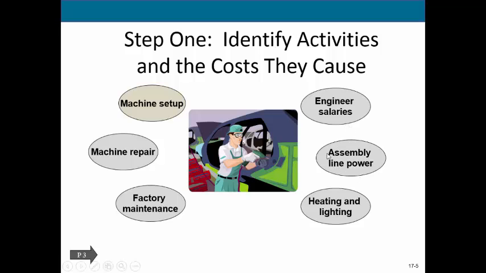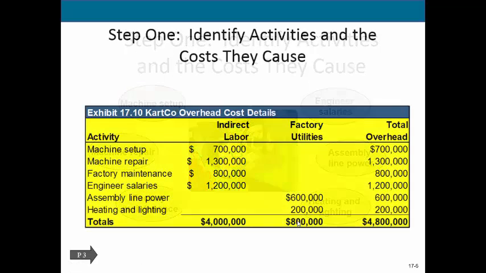So we will allocate these indirectly because it's not direct labor. Assembly line power, this is part of our utilities. Heating and lighting, again, these are utilities. So these are just examples of some of the various activities that we can find. So then we have to understand what are the costs related to these activities. And you can see here we've got some different costs. For example, machine setup is $700,000. Machine repair, $1,300,000, and so on. You can read through to see all the various costs related to our activities.